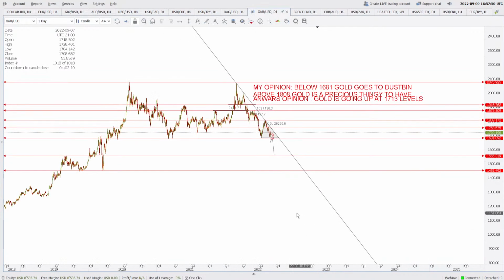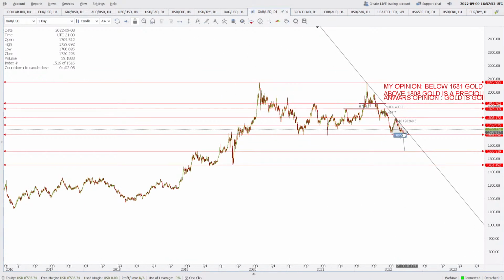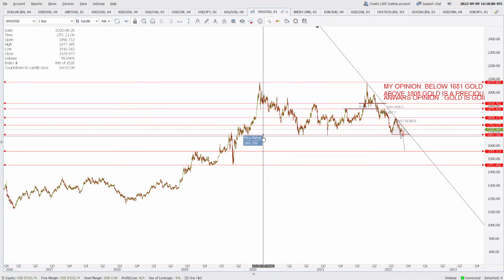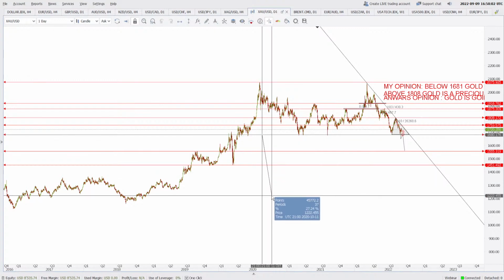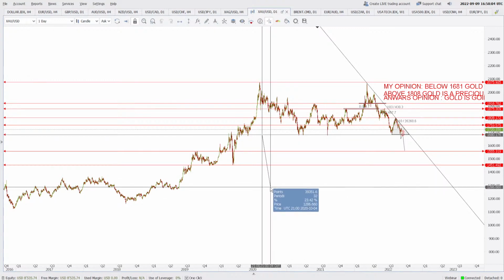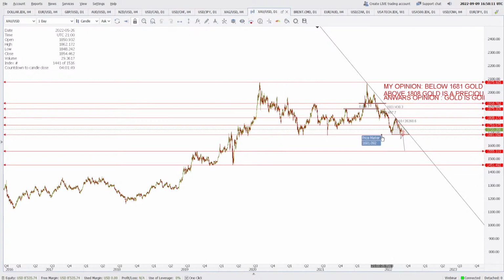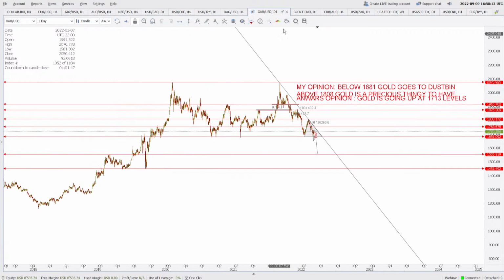If it goes below that 1681 level, then I think we will see more and more losses. In fact, this is the minimum range that we are going to break. 39,000 points is not less. 39,000 points means that the price may go back to 1286 levels in the gold. That is the approximate target below 1681.